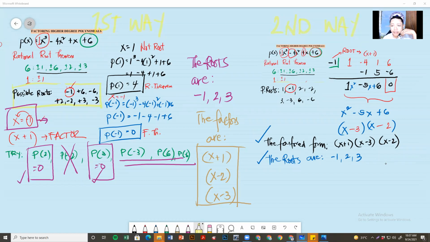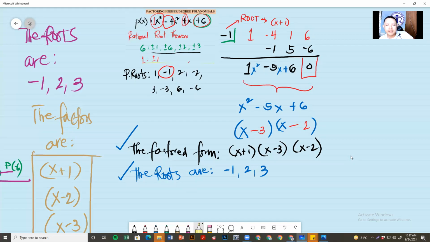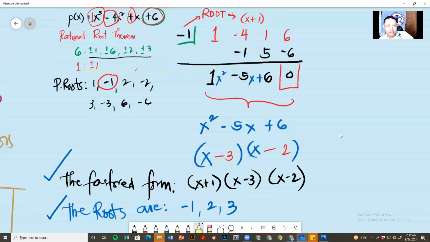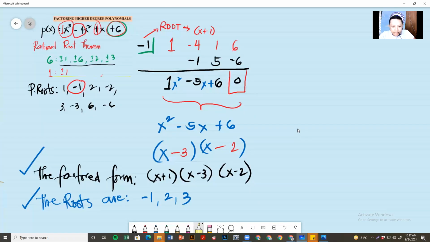Sir, what if we don't know that negative 1 is the first factor in the synthetic division? Do we do trial and error? Perfect question. Beautiful question. That's a valid question. We don't know yet that the first factor, or the first root, is actually negative 1. What should we do? Again, we will go back to the trial and error. Suppose we don't know yet that it's negative 1.